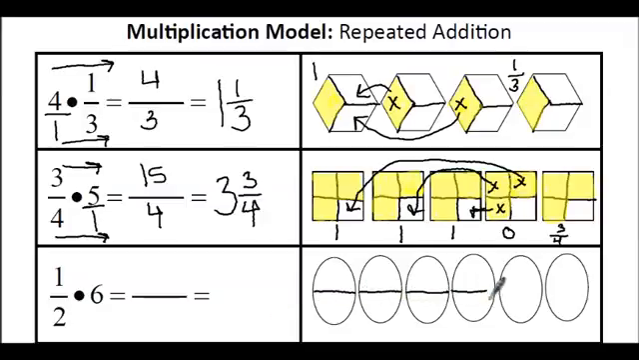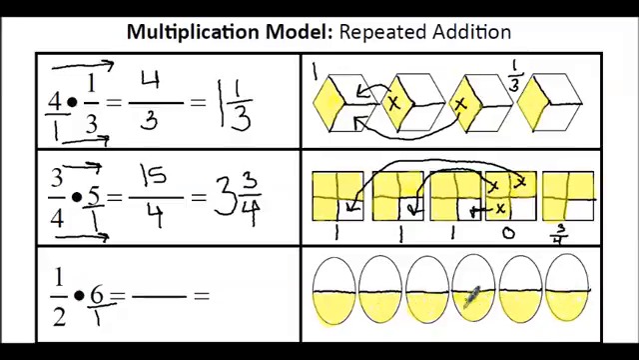Now I want to do 1/2 6 times. So I'm going to split everything in half, and I want that 1/2 6 times. So I see 1/2, 2 halves, 3 halves. I have my 4th half, 5th half, and 6th half.